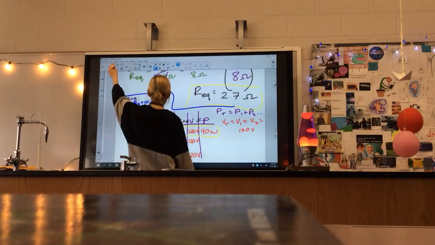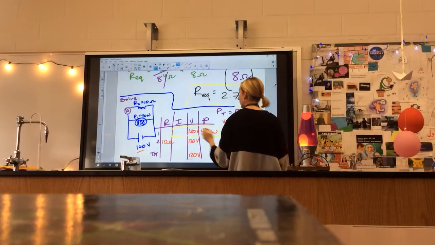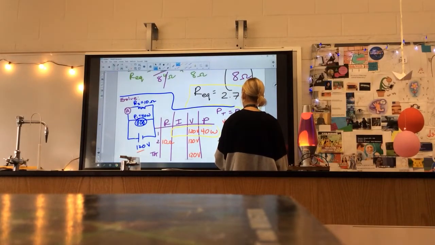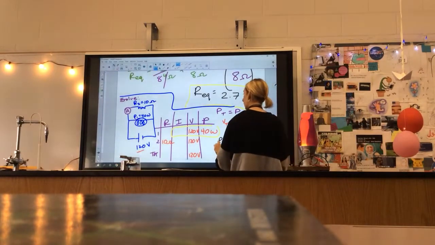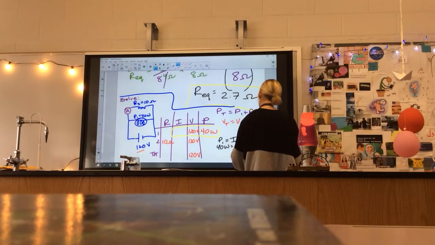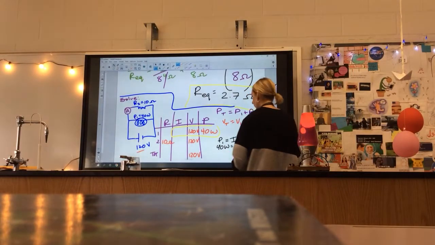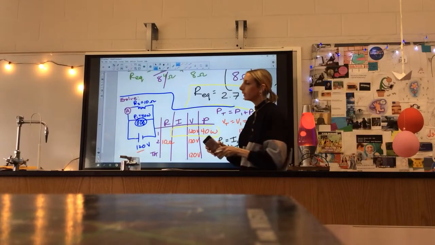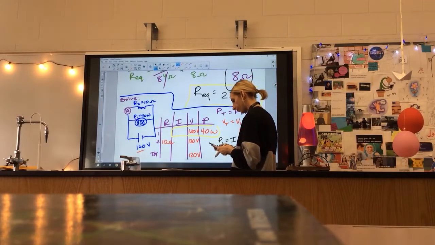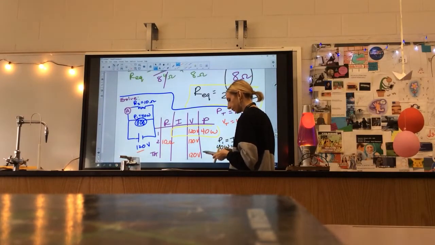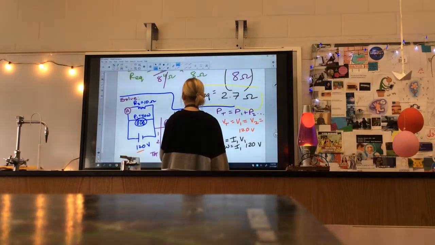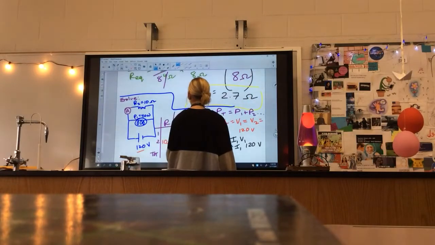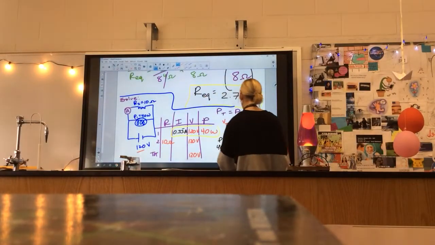Okay, so step 1, I'm going to use P equals IV because I want to find I1. So P1 equals I1 V1. Right, that's our power formula. So 40 watts equals an unknown current times 120 volts. So we have 40 over 120, which is going to be 0.33. I'll not round. I'll just do 0.33. Okay. So we have I1.